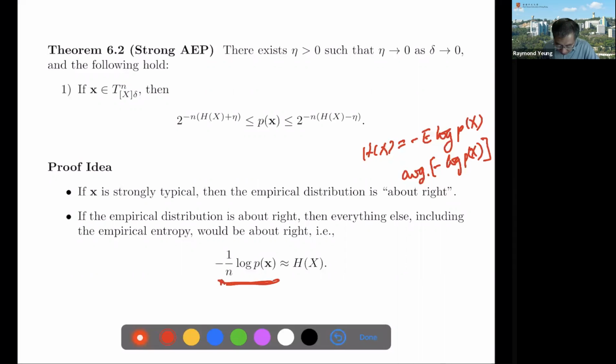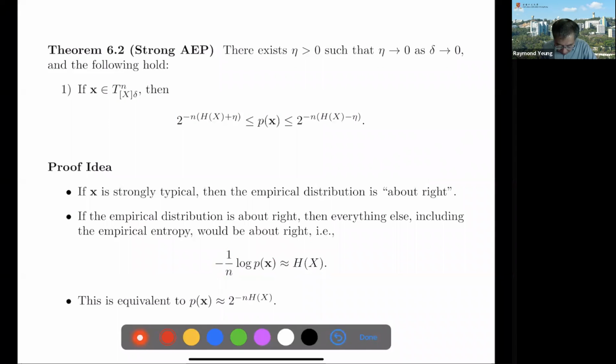Then, because most likely the sequence will have the right relative frequency or the right empirical distribution, as n becomes very large, this will be very close to the entropy of the generic random variable. So this is equivalent: if minus 1 over n log p of x is approximately equal to the entropy of X, then this says that p of x is approximately equal to 2 to the power minus n times the entropy. So intuitively, this is what the strong AEP is talking about.